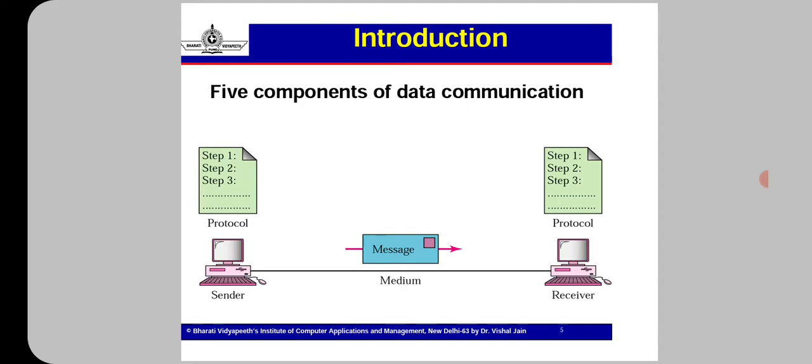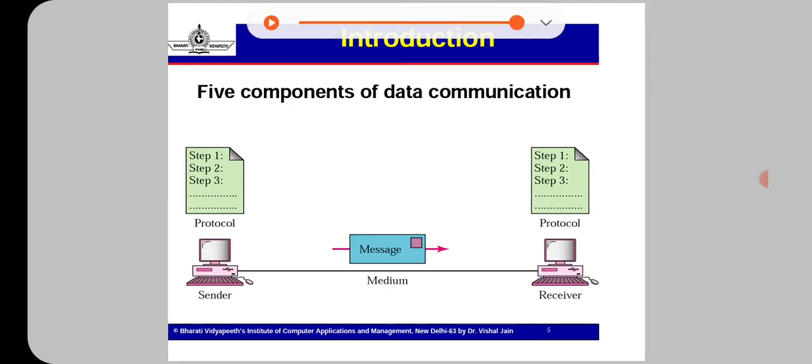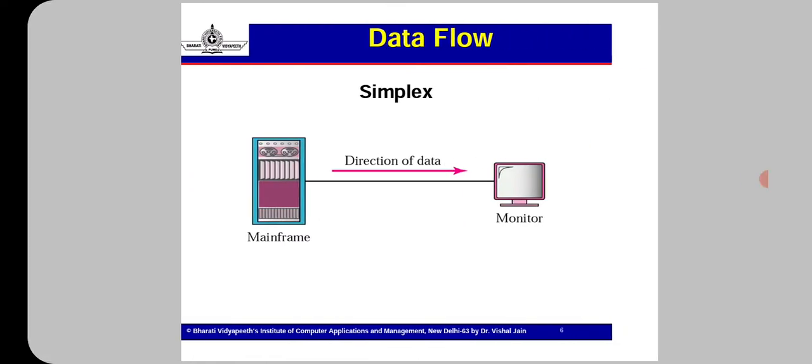So the first one is sender or a sender station or a sender PC or a sender device. Second one is called receiving station or receiving PC or receiving device. Third one is media or medium used, physical media or physical medium used. Fourth one is called protocols. Fifth one is called messages or packets or data or information passed. So we discuss things one by one.